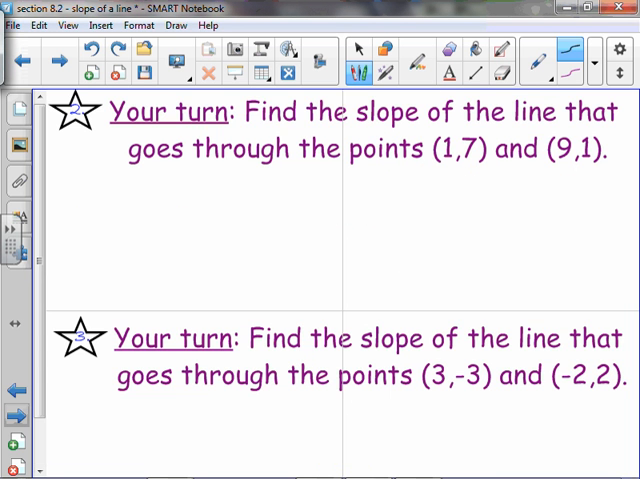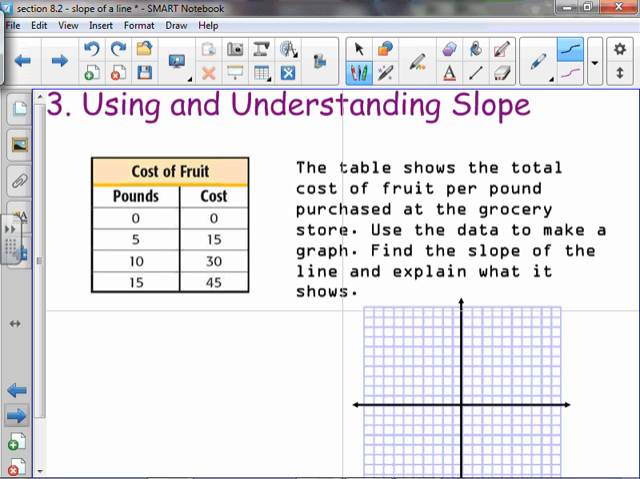So there are questions 2 and 3. Your turn. Go ahead and use the slope formula to find the slope of these two lines that are given. And then we're going on to number 3. We're going to now use slope to figure out how to answer some questions. Okay? So we are given a table, and it says it shows the total cost of fruit per pound purchased at the grocery store. We're going to use the data to make a graph, and then find the slope of the line and explain what the slope of the line means.